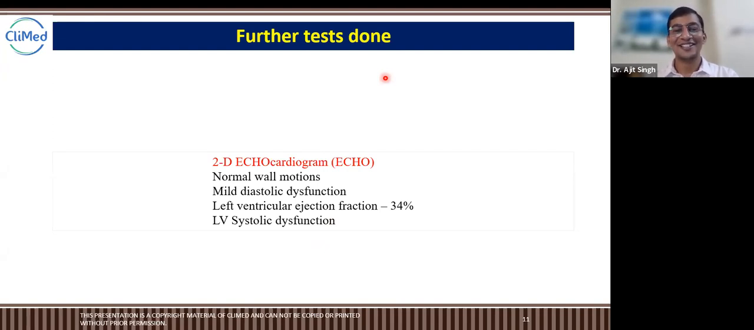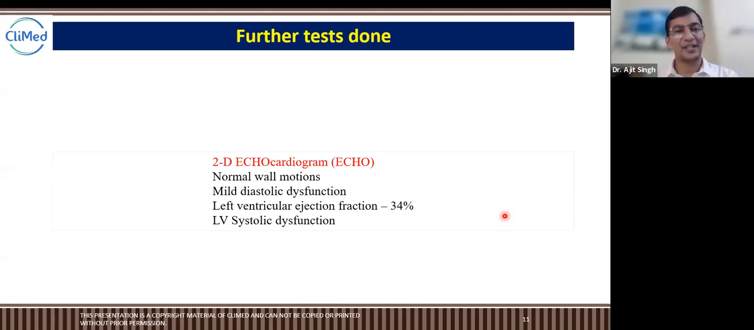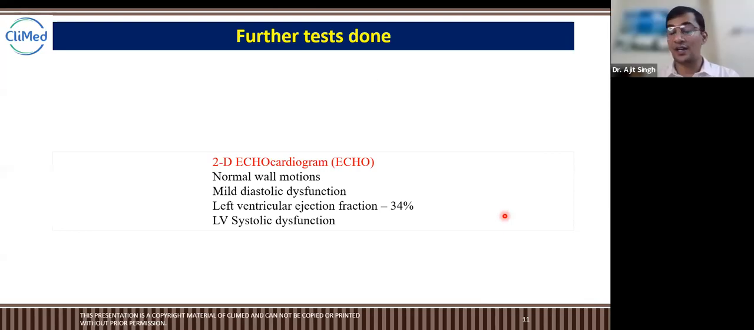So this is heart failure with reduced ejection fraction. What should be the criteria for that? Ejection fraction less than 40%, exactly. So this is LV systolic dysfunction. The left ventricular ejection fraction is 34. Next test would be troponin T is 0.079 ng per ml, and NT-proBNP is 1672 picogram per ml.